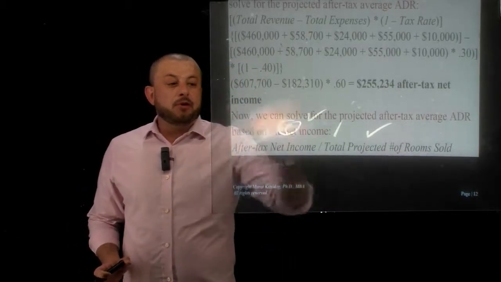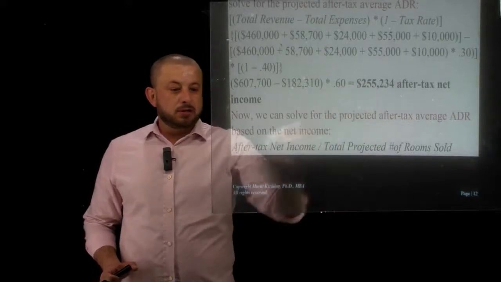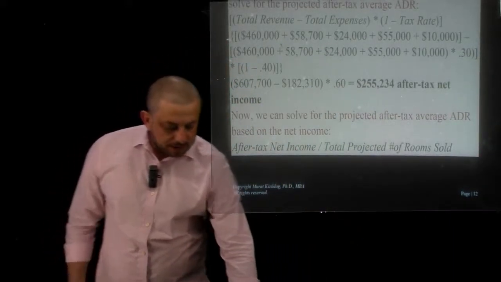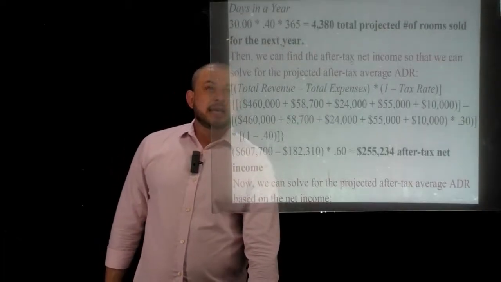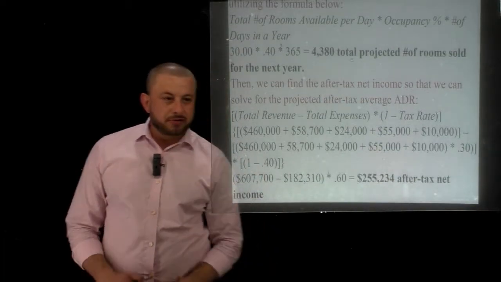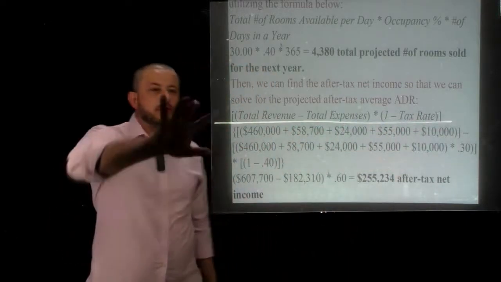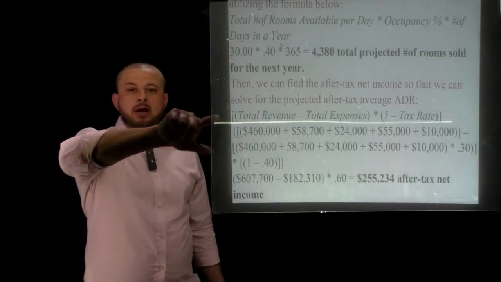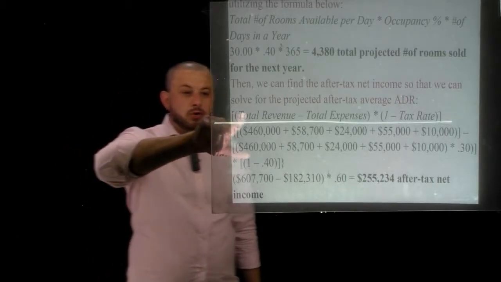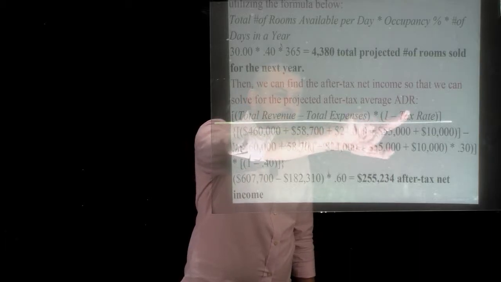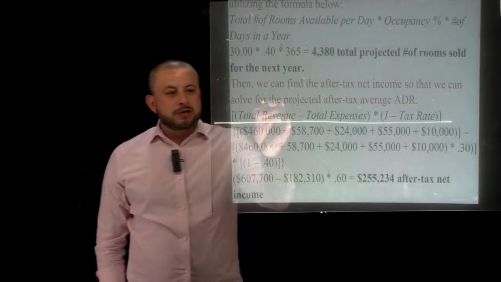Therefore, before I get to the main equation, which is this, I have to go back up and solve for the after-tax net income, guys, okay? In order for me to solve for after-tax net income, I am going to follow this equation right here. This equation is the equation for after-tax net income, which is total revenue minus total expenses multiplied by 1 minus tax rate. Do I have the total revenue?